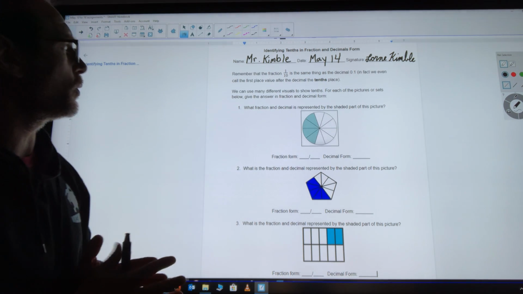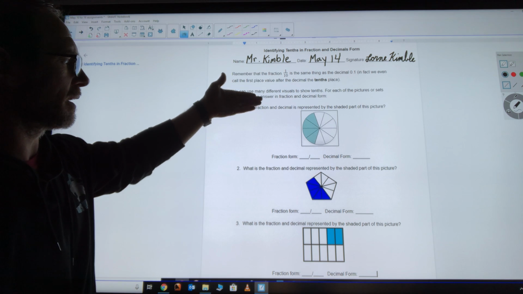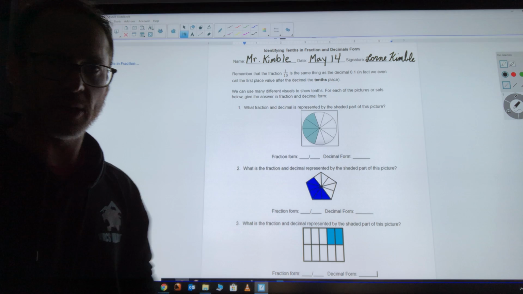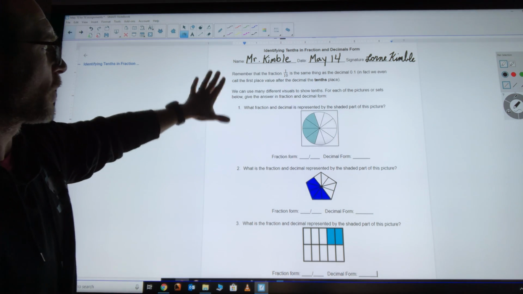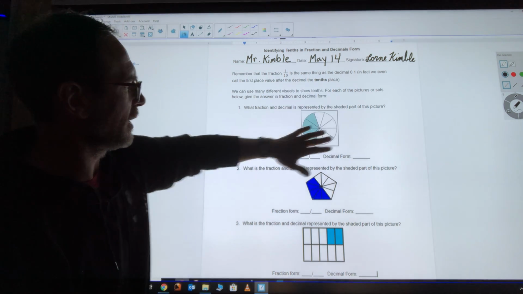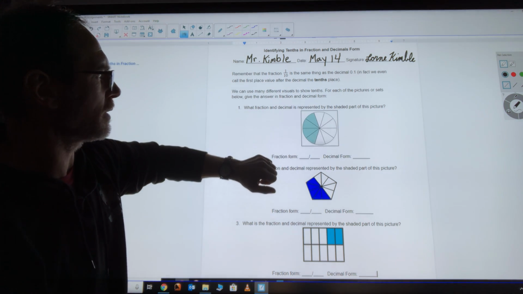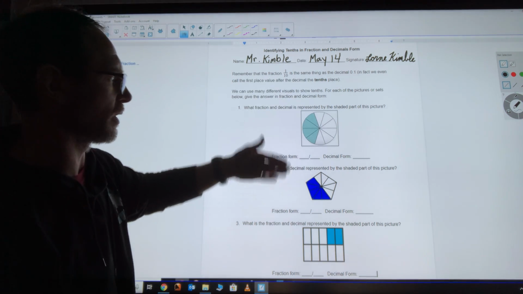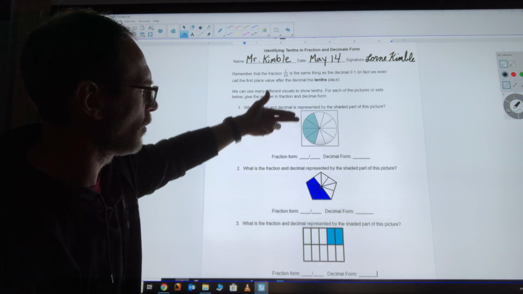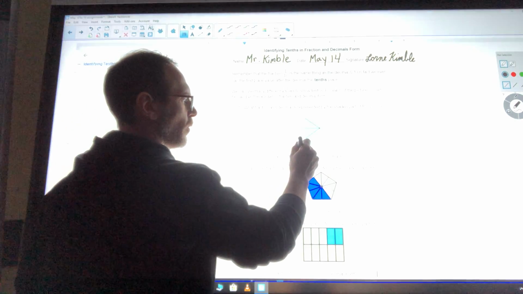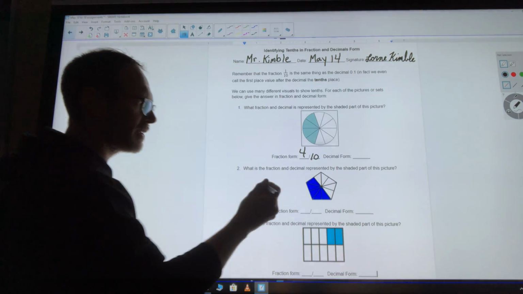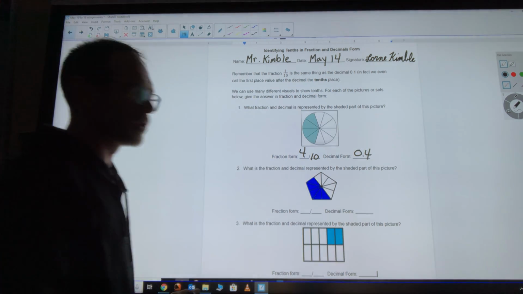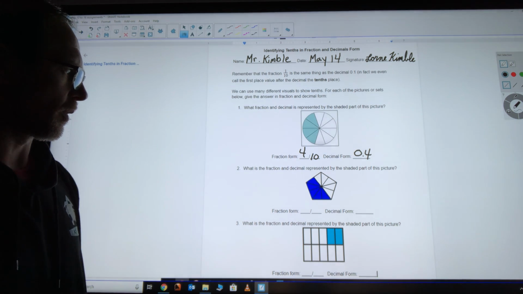All right, we're going to review tenths, what they look like, and how we can write them in fraction form and how we can write them in decimal form. So our first question has a picture here that is divided into 10 equal parts, and it asks what fraction and decimal is represented by the shaded part of the picture. You can see of these 10 parts, 4 are shaded in. That means 4 out of 10, or 4 tenths, would be the fraction form of it, and we write that as 0.4 or 0 and 4 tenths in decimal form.